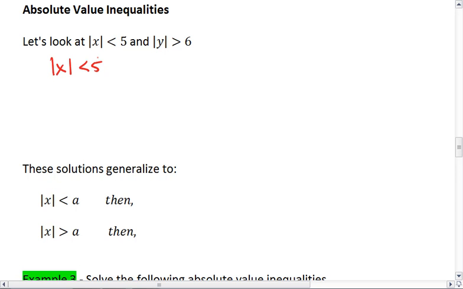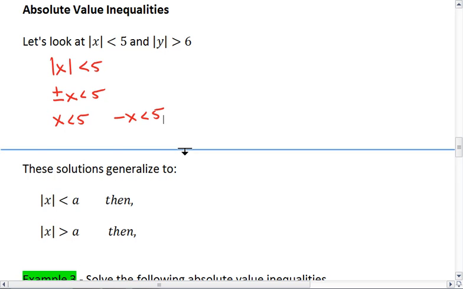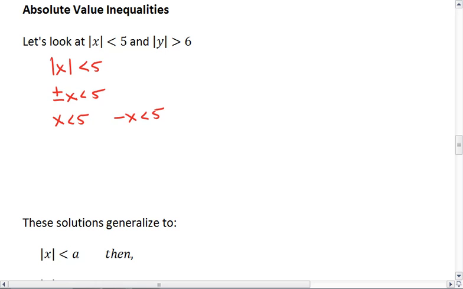What this means is that either positive or negative x needs to be less than 5. So we can write this in two ways. We can write it as positive x is less than 5, or negative x is less than 5. However, if we go ahead and divide through by -1 to get only x, we'll get x is greater than -5. So what this looks like then is -5 is less than x is less than 5.